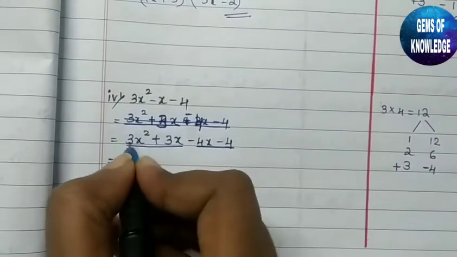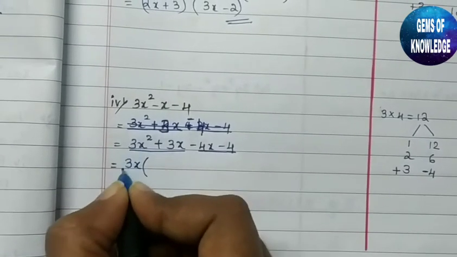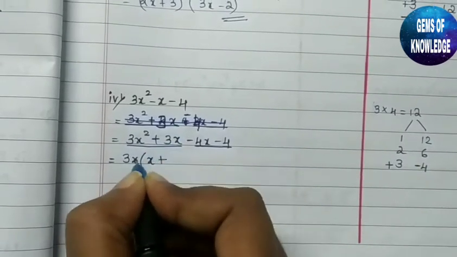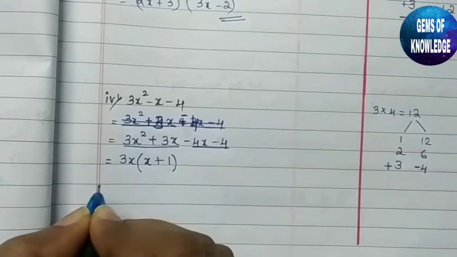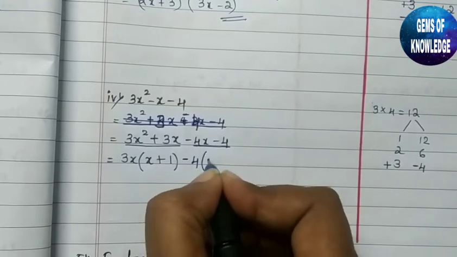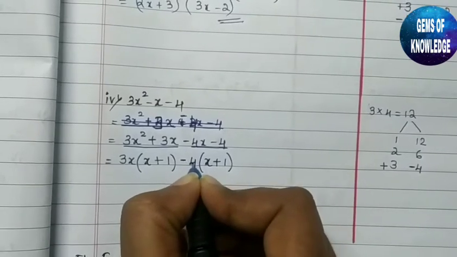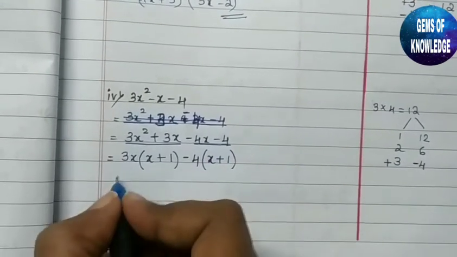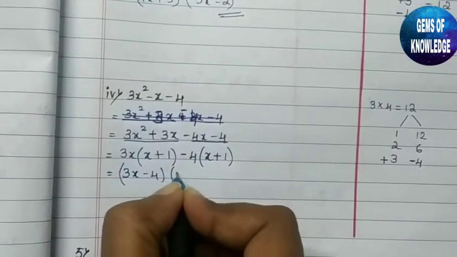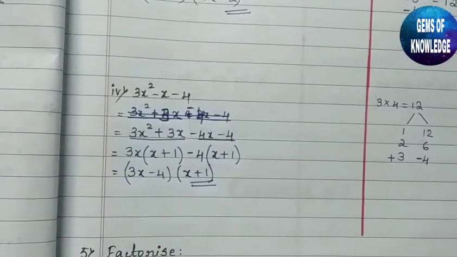Okay, so what can we take outside here? 3x we can take outside. So what will be remaining here? Already 3 is gone, 1x is gone, x will be remaining, plus already 3x complete is outside, so we can write here plus 1. So minus 4 we can take outside, so what will be remaining? x is remaining and here plus 1. So minus 4 plus 1... So what is remaining here? 3x minus 4, one term, and one more term is x plus 1. So these are the two factors of this fourth one.